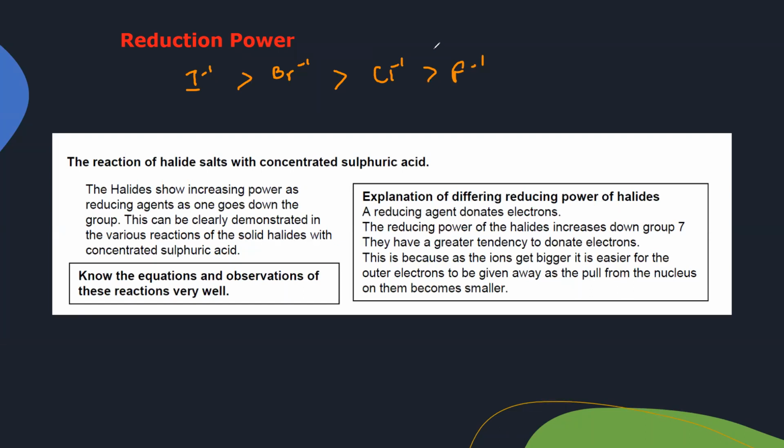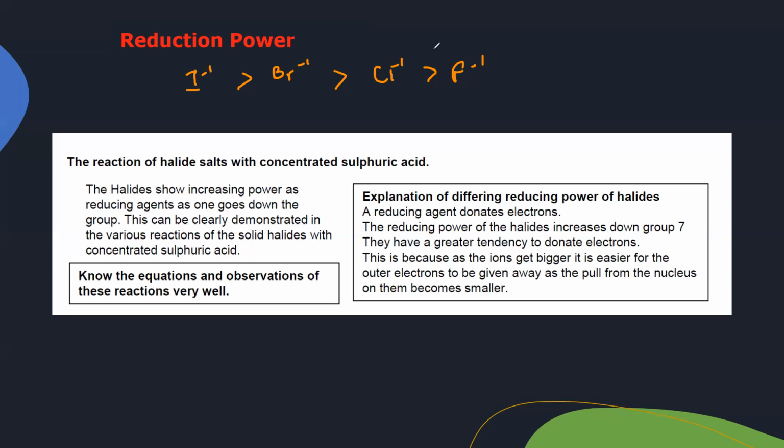Practically, how can we show that the iodide ion is a better reducing agent than bromine, bromine is better than chlorine, and chlorine is better than fluorine? So the practical technique is based on using the observations we can work out. It is a very important reaction. In Unit 3, you will find almost every year there is a question related to these observations.